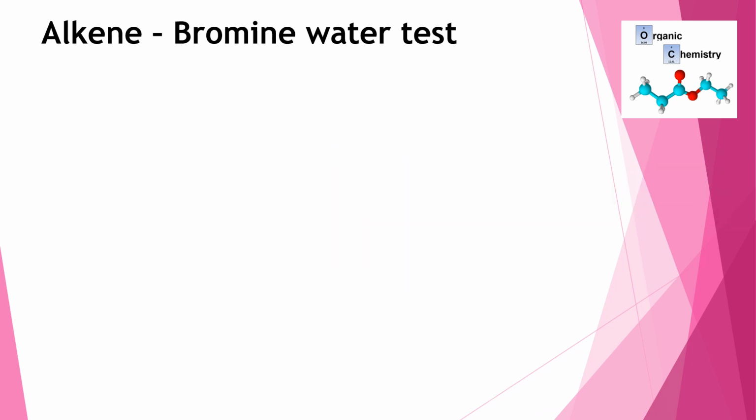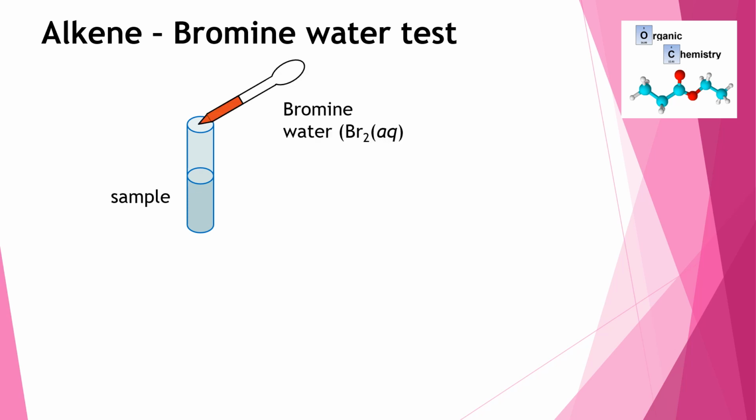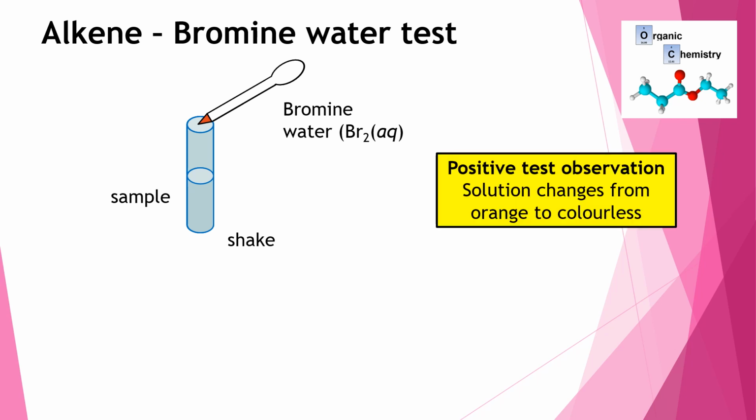So let's look at how alkenes go with bromine water. Same thing, we take the sample, add bromine water, we get the orange-brown solution, and give it a shake. Shake, shake, and there you go, colorless. Now this colorless happens just in a few seconds, depending how quickly you shake that test tube. This is a positive test. What we would say here is the solution changes from orange to colorless.